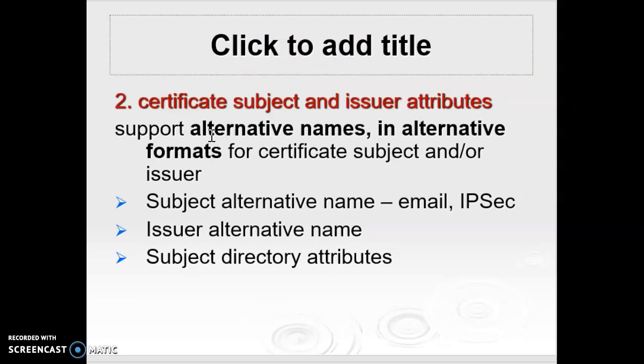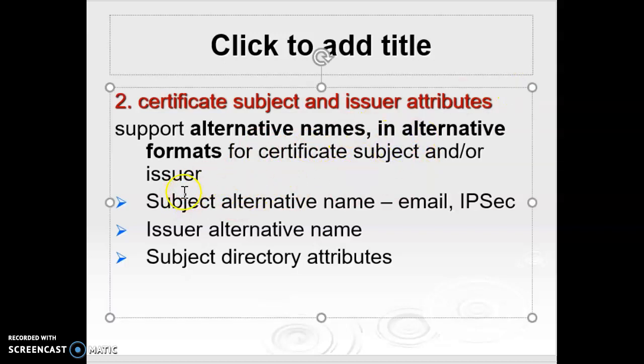Now with respect to the subject and issuer attributes, the second extension group supports alternative names in alternative formats. Alternative names in alternative formats are supported for the certificate subject and also for the issuer. So names are provided in alternative formats for the subject and also for the issuer.